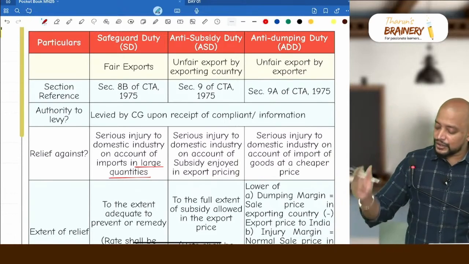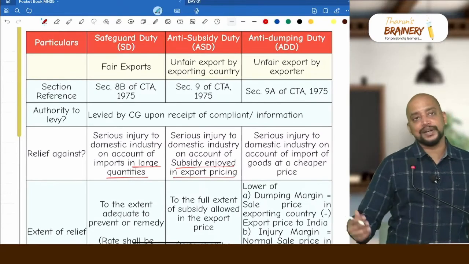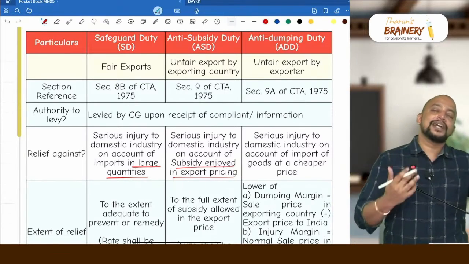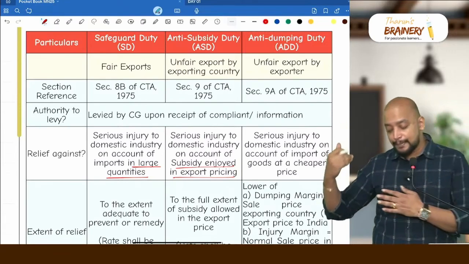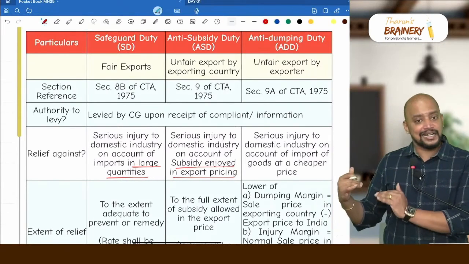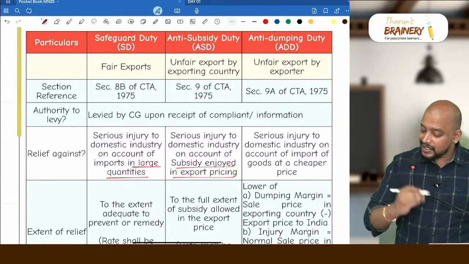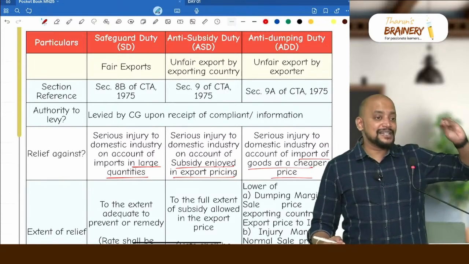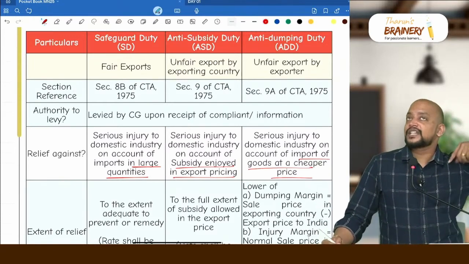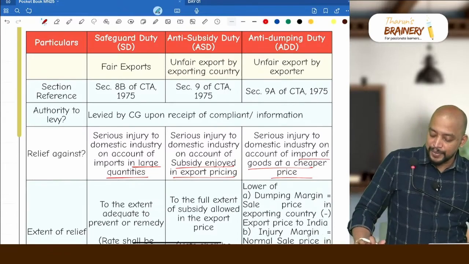Second, serious injury to domestic industry on account of subsidy enjoyed in export pricing. That is, the foreign country has given some subsidy, and because of that subsidy it is being imported into India at a lesser rate. Okay. Then the third one, serious injury to domestic industry on account of import of goods at a cheaper price. Cheaper price means what? At a price less than their selling price. Whose selling price? Exporter's selling price. Then it will be anti-dumping duty.